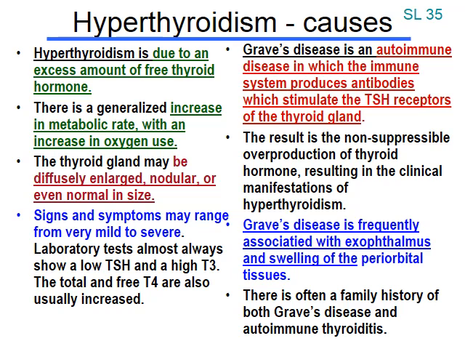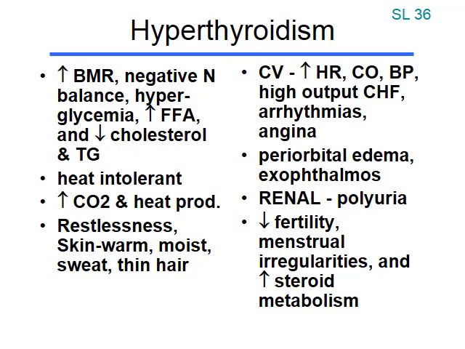In addition, Graves' disease will be frequently associated with exophthalmos and swelling of the periorbital tissues, and usually there will be family history of Graves' disease and autoimmune thyroiditis in patients who develop hyperthyroidism. And so all kinds of physiological effects to be concerned about in the hyperthyroid patient: increased basal metabolic rate, the negative nitrogen balance, the hyperglycemia that can occur, the effects on free fatty acids, decreased cholesterol and triglycerides. The patient will become heat intolerant.